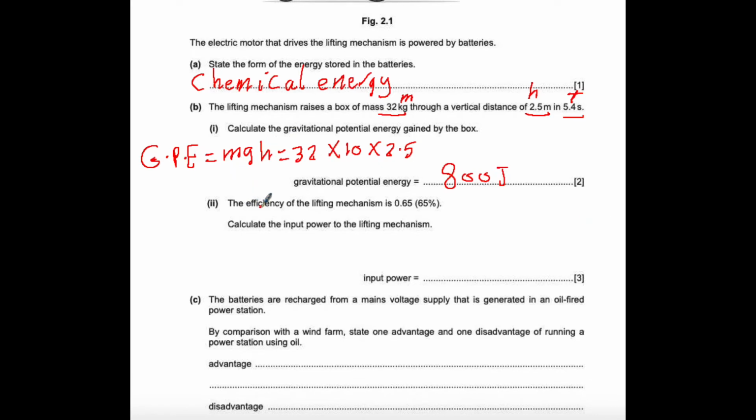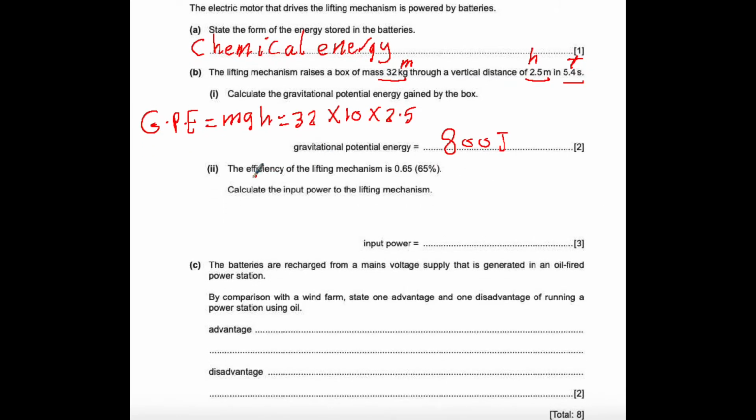II. The efficiency of the lifting mechanism is 0.65, which is 65%. Calculate the input power to the lifting mechanism. As you know, guys, the efficiency equal output divided by input. So the efficiency, which is EFF, equal output divided by input. So if I want to calculate the input, input will be equal to the output divided by efficiency.